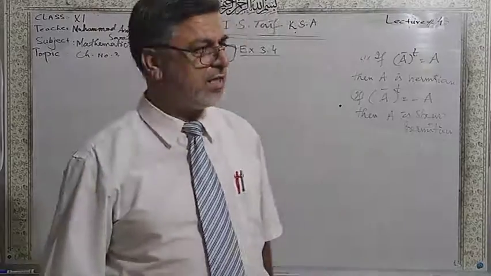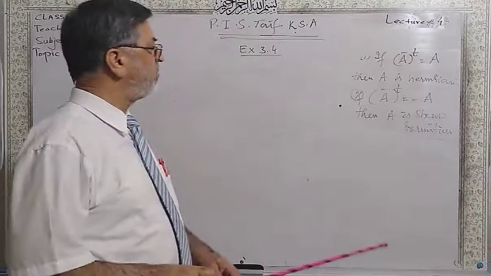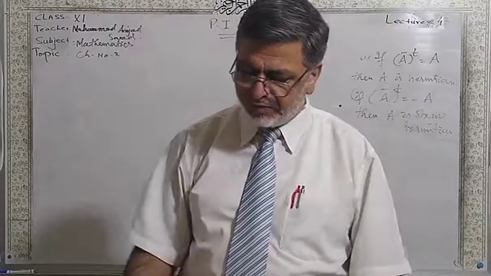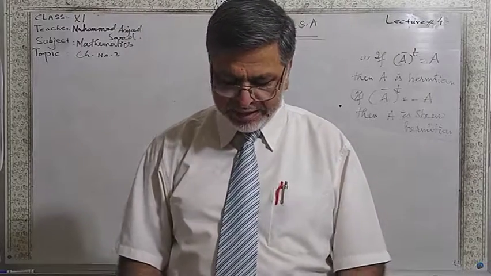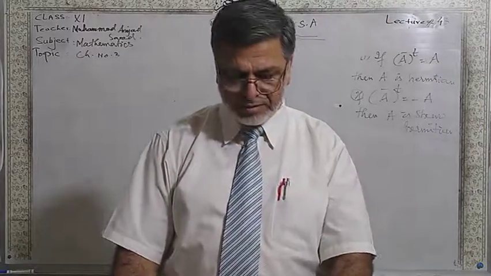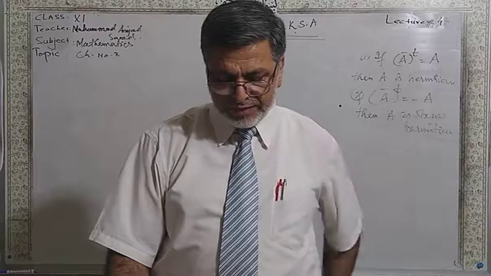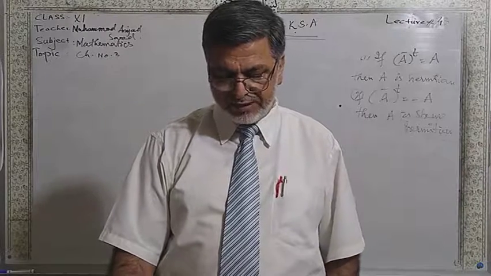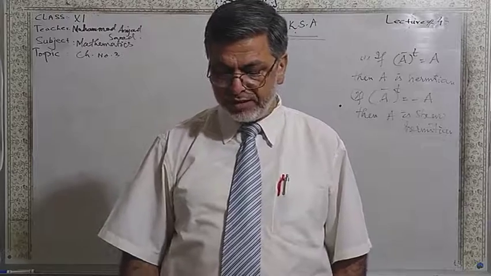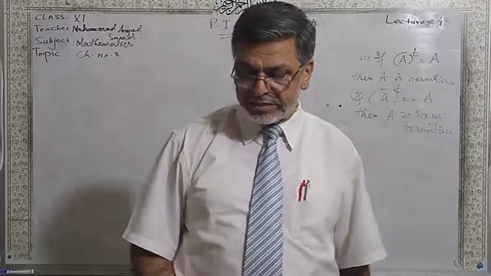Today, from first year class, we will continue our lecture number 43. We'll continue our exercise 3.4. Last time we finished our question number 6. Today we have question number 7. If A is symmetric or skew symmetric, show that A square is symmetric.